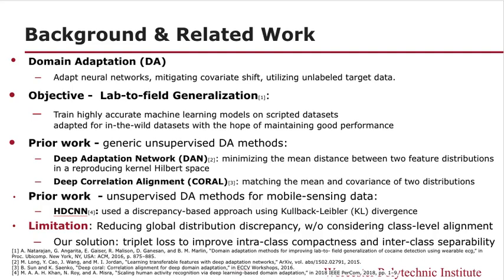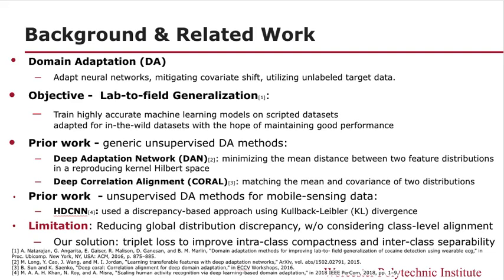Here we provide background information as well as describing prior work. One of the major solutions to mitigate covariate shift is domain adaptation, and we focus on unsupervised domain adaptation because the majority of the sensor data in our dataset are unlabeled. Formally, our objective is to perform lab-to-field generalization, which involves adapting models pre-trained on scripted data to perform better on in-the-wild datasets, as this scenario is more useful for real-world applications.